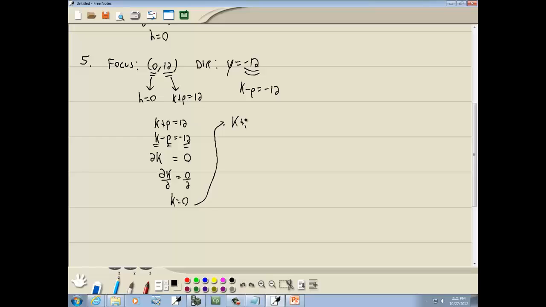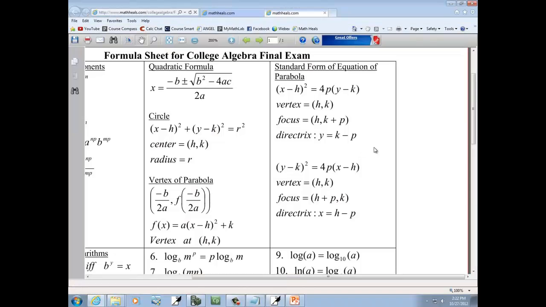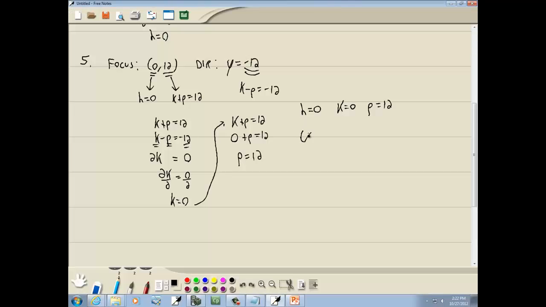Now k plus p is equal to 12, so if we just found k is 0, we'll put 0 in there. We've got 0 plus p is equal to 12, or p is equal to 12. Okay, so we know h, we know k, and we now know p. And we said it was the top formula. So we want x minus h squared is equal to 4p times y minus k.